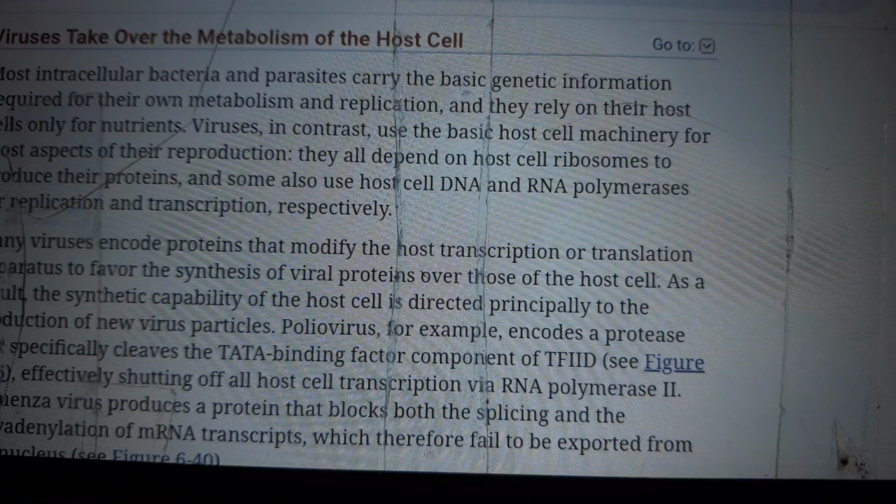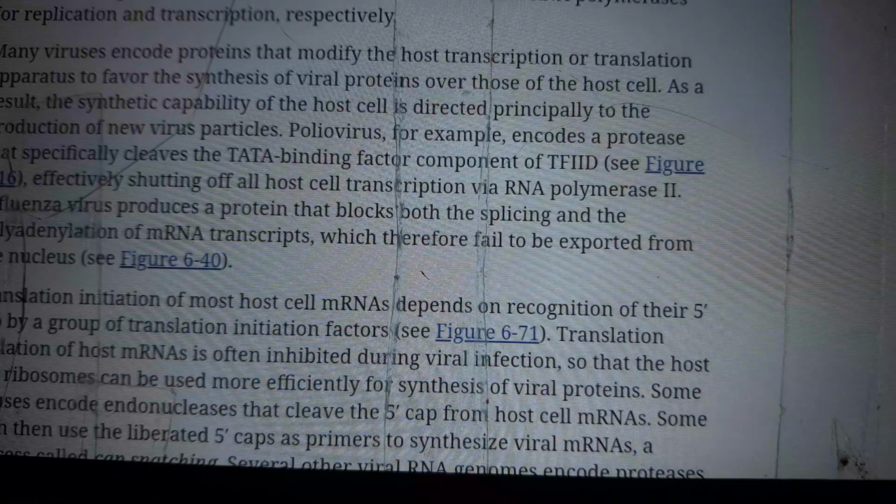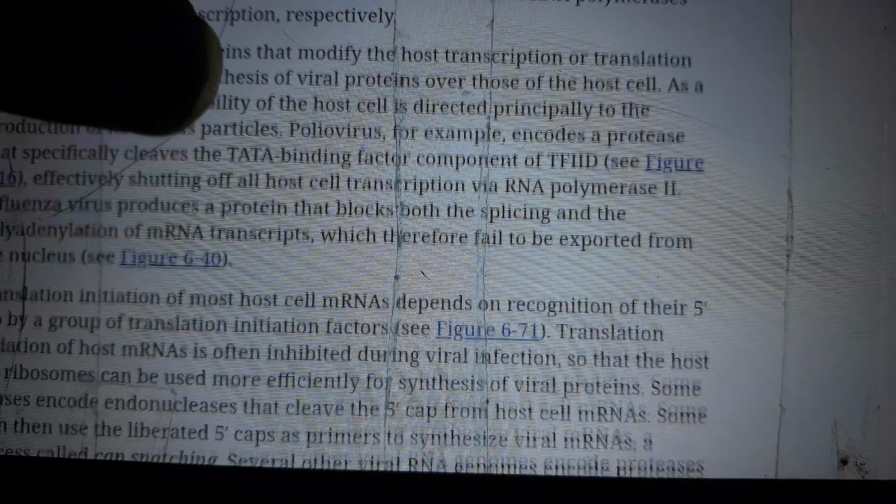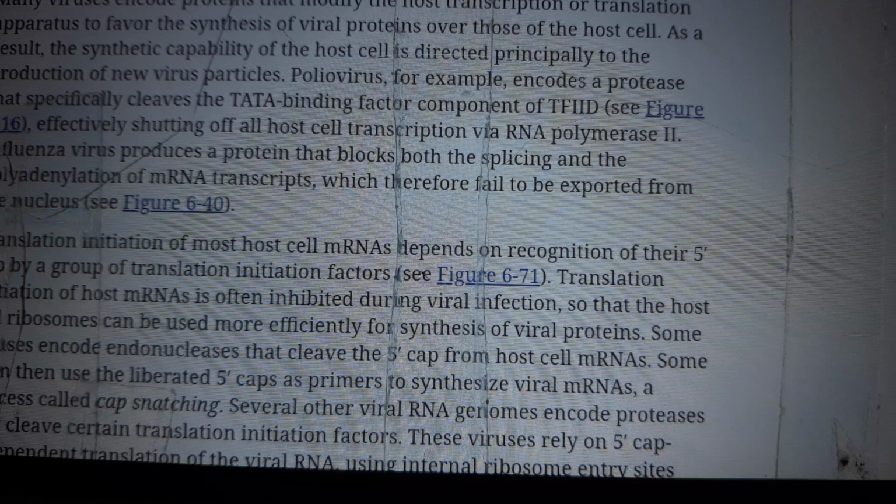Viruses take over the metabolism of the host cell. Most intracellular bacteria and parasites carry the basic genetic information required for their own metabolism and replication, and they rely on their host cells for oligonutrients. Viruses, in contrast, use the basic host cell machinery for most aspects of reproduction. They all depend on host cell ribosomes to produce their proteins, and some also use host cell DNA and RNA polymerases for replication and transcription, respectively.